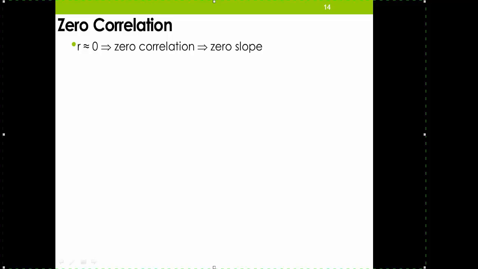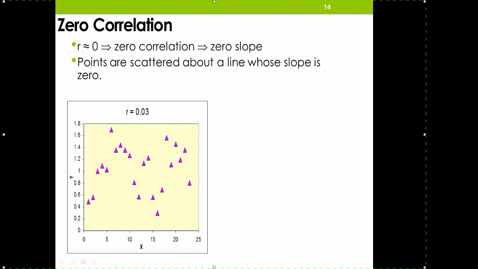Okay, zero correlation is where your correlation coefficient is approximately 0 with 0 slope. The points are scattered about a line whose slope is 0. So there's an example of a correlation between two variables that is approximately 0. So yes, you have a correlation coefficient of 0.03, but in practical terms that's telling you that there is not a linear relationship between those two variables.